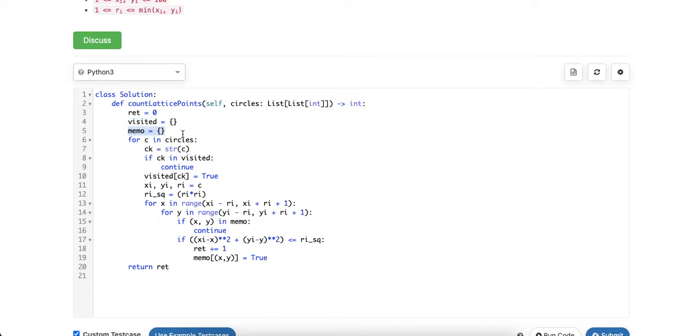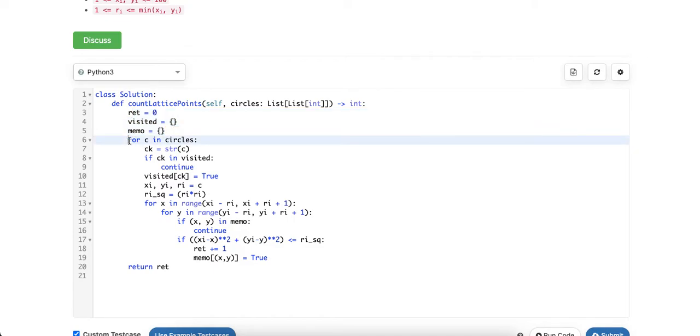Another thing is the memo here. The memo is basically to track whether a point has already been counted or not. We don't want to count it twice because circles can overlap. When circles overlap, our space of search is actually going to be doubled. So we don't want to test it again. We don't even want to do the Pythagorean check here. Okay, so those are the initializations.